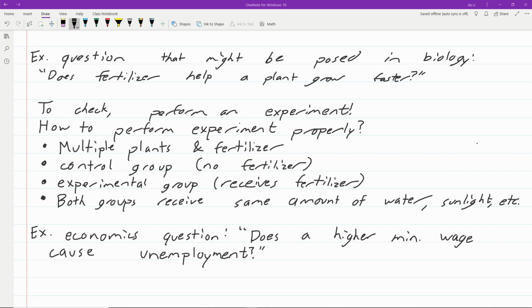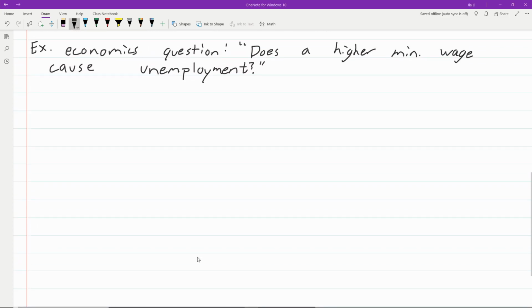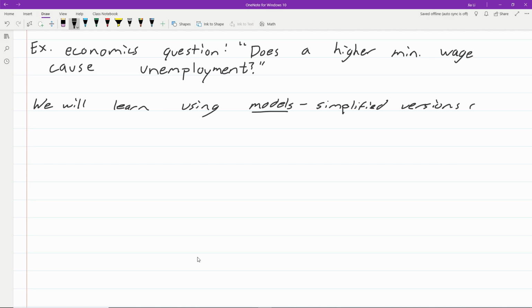So, how will we actually approach things in economics? How will we actually approach learning about these things in economics? Well, the way that we study these questions is through something called models. Now, models are basically just simplified versions of how two or more things interact with each other.